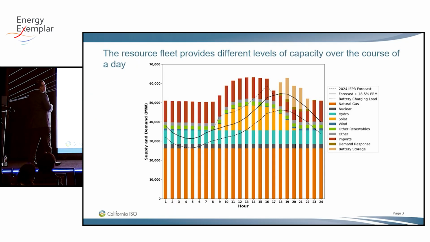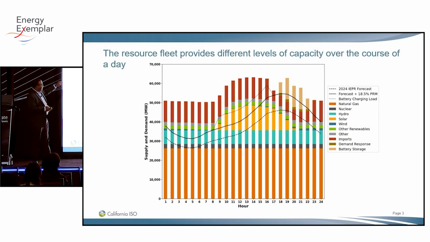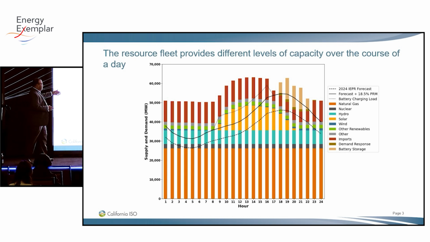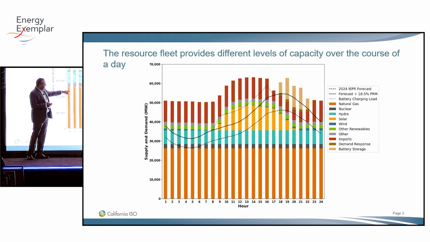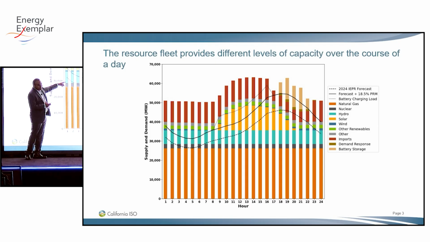This is a pictorial representation of resource availability over a 24-hour period, also called a slice of day, if you've heard that frame. It's 24 hours across on the x-axis, with different resources stacked up and their availability. This is your natural gas, fully available every hour. Nuclear is too. Hydro is based on hydro conditions. You see wind, other renewables, and then your solar in the middle of the day.